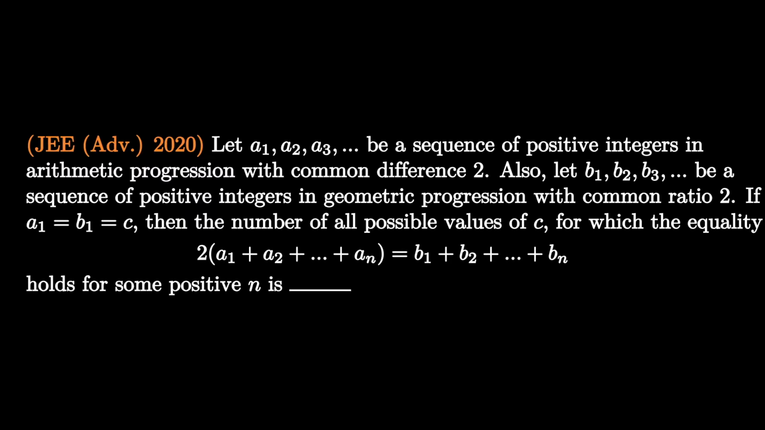We are given a sequence of positive integers in arithmetic progression with common difference 2. Also, we are given another sequence of positive integers which are in geometric progression with common ratio 2. If a1 is equal to b1 is equal to c, then we need to find the number of all possible values of c for which twice of a1 plus a2 up to an is equal to b1 plus b2 up to bn holds for some positive integer n.